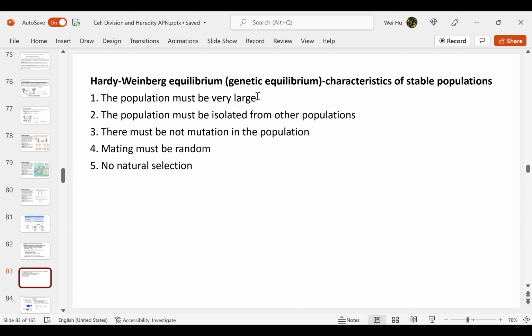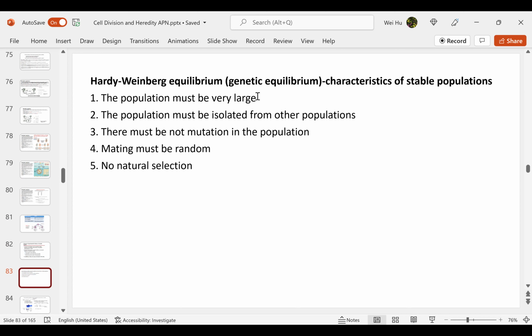And the last one is, I just emphasize that you don't have environment change. You don't have natural selection by environment. So the environment will not give you pressure to change. Okay, good. So this is what you need to know.